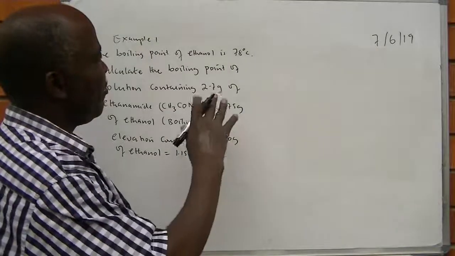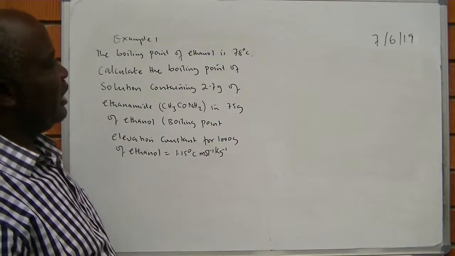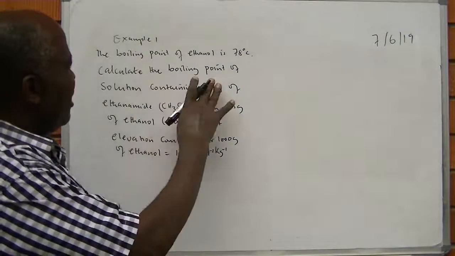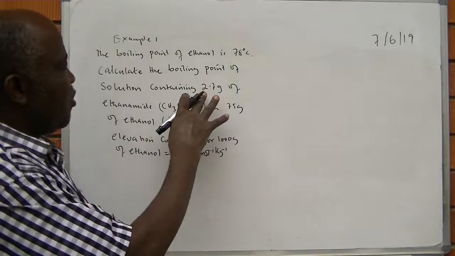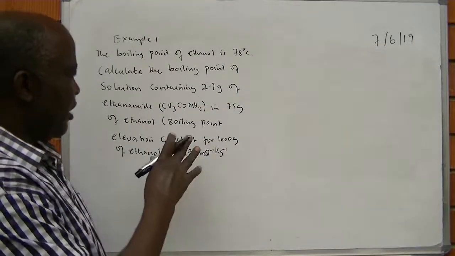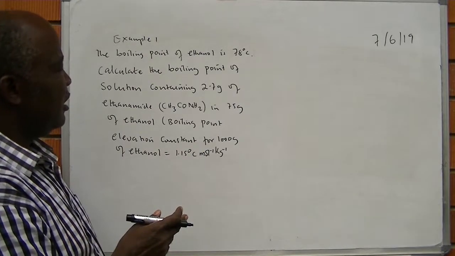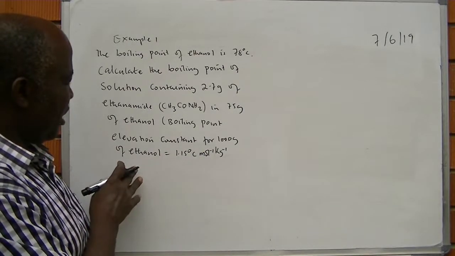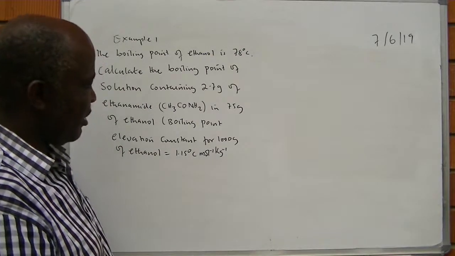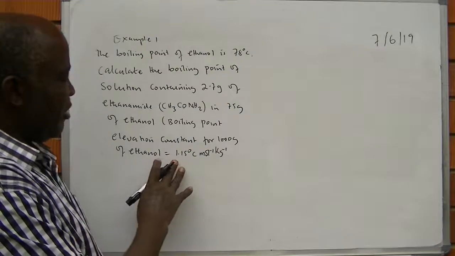Example 1, the boiling point of ethanol is 78 degrees Celsius. Calculate the boiling point of a solution containing 2.7 grams of ethanamide in 75 grams of ethanol. The boiling point elevation constant for 1000 grams of ethanol is 1.15.